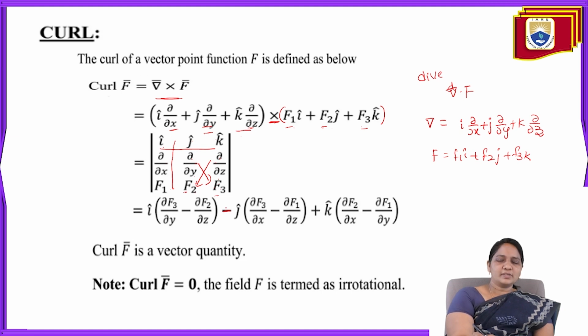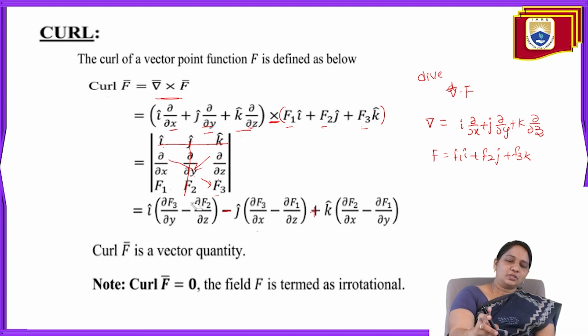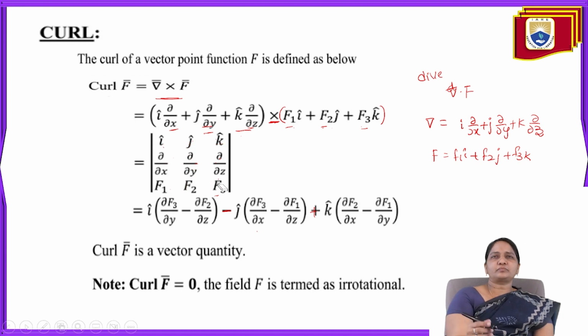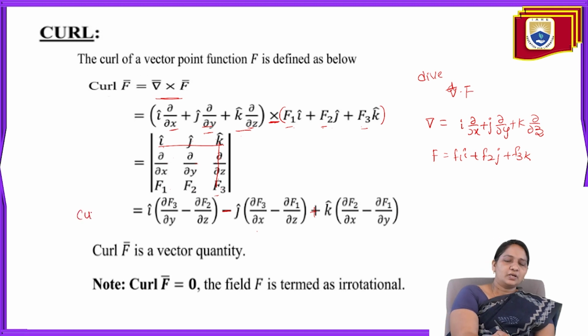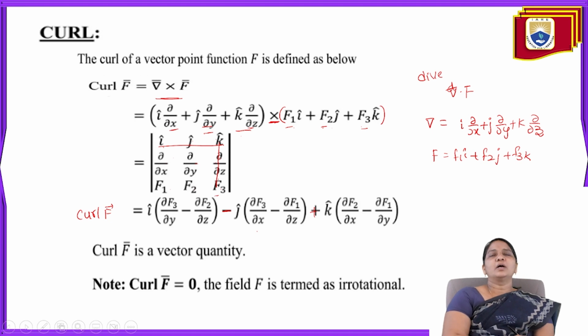Now after that, minus, I am taking j. When you are considering j, we will not consider its row and column. So j into dou by dou x of f3 minus dou by dou z of f1. Next, plus, the third term, that is k. Here we are considering these two, so dou by dou x of f2 minus dou by dou y of f1. So this is the form for the curl f bar.